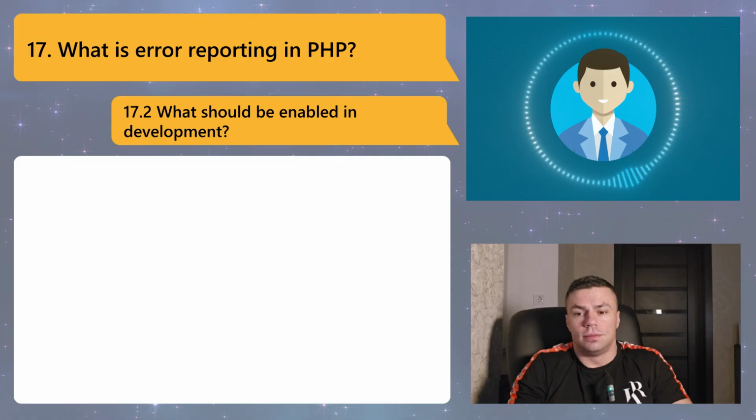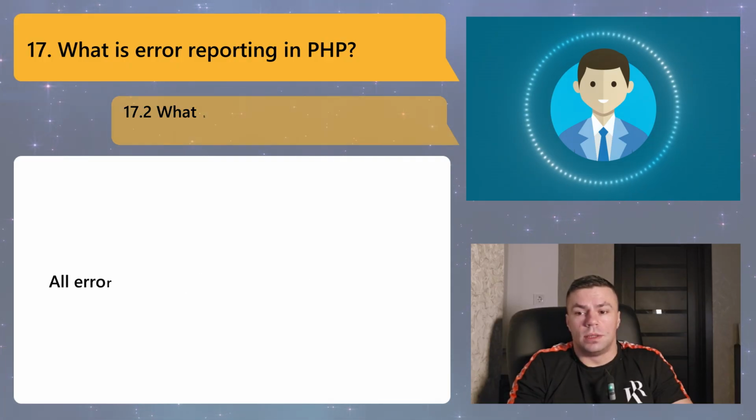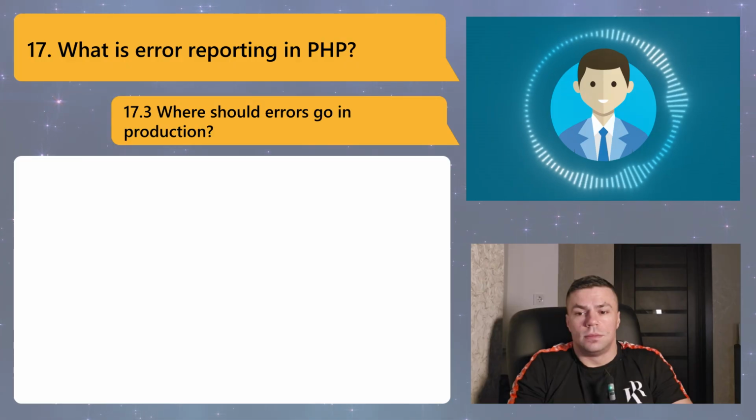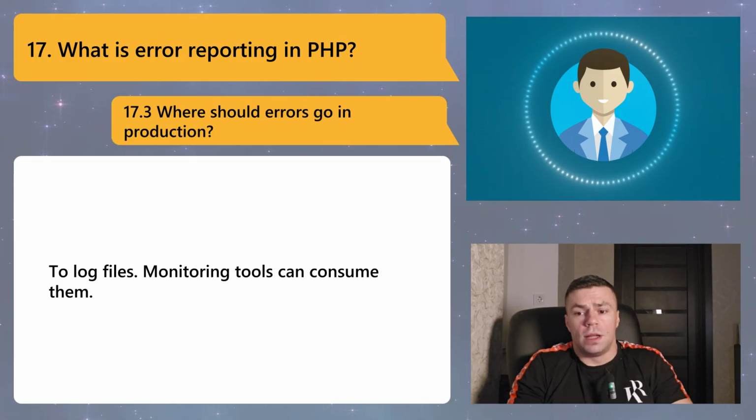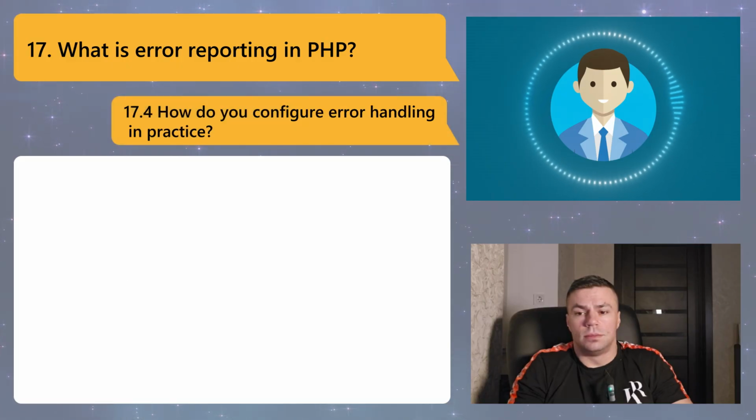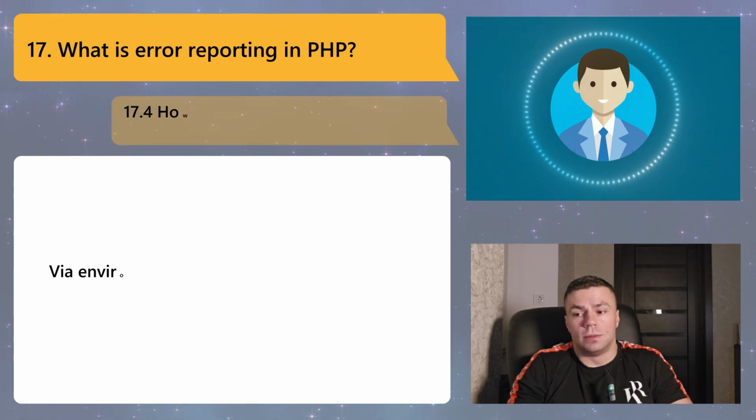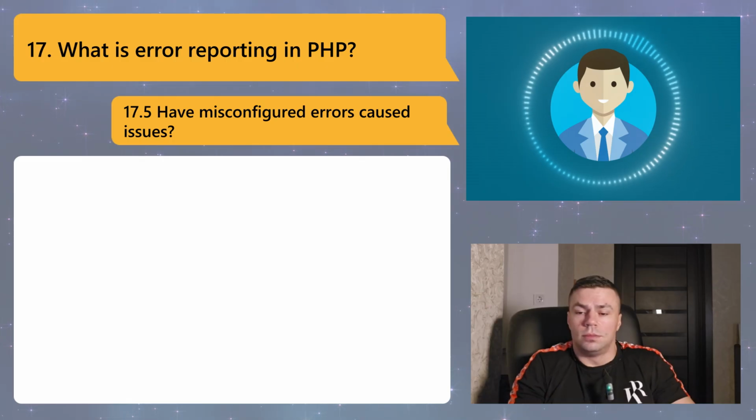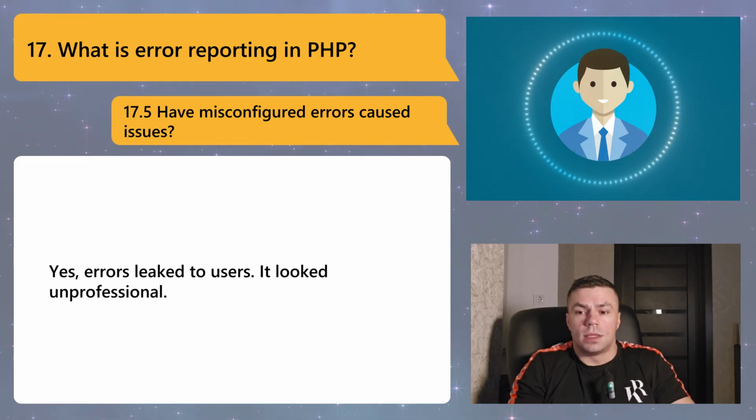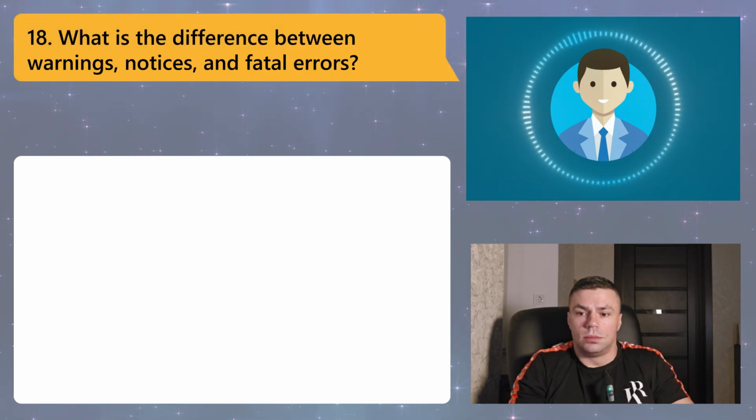What should be enabled in development? All errors. Visibility helps debugging. Where should errors go in production? To log files, which monitoring tools can consume. How do you configure error handling in practice? Via environment-based config, with different settings per environment. Have misconfigured errors caused issues? Yes, errors leaked to users. It looked unprofessional.